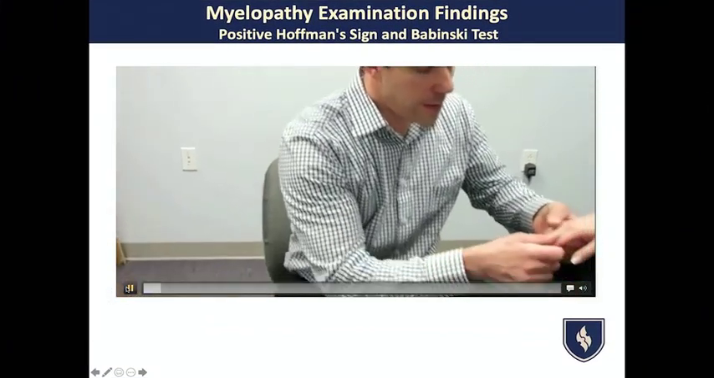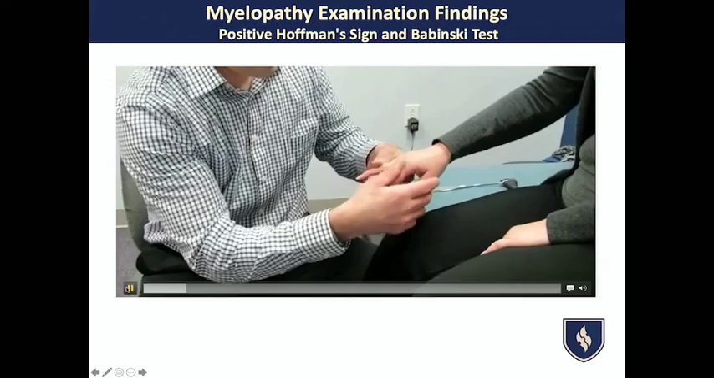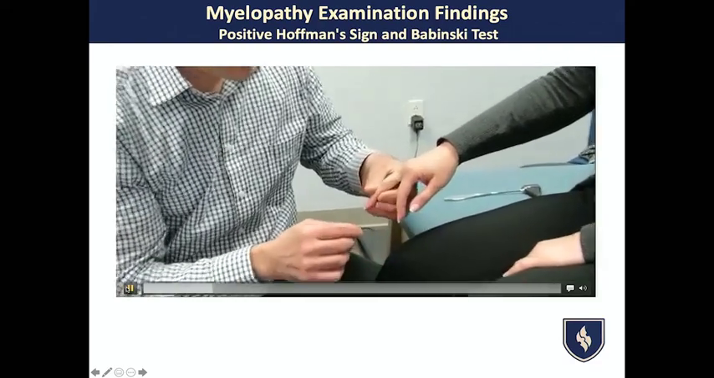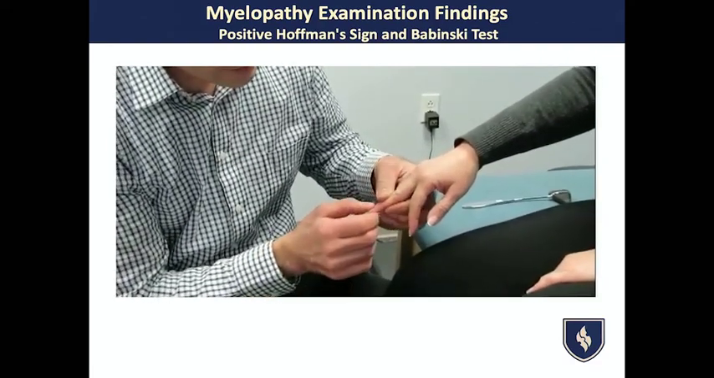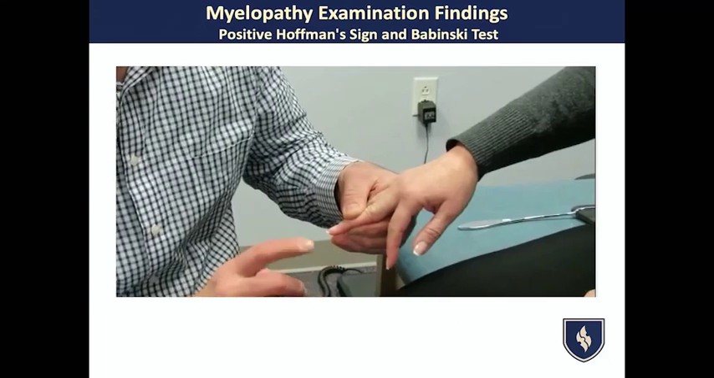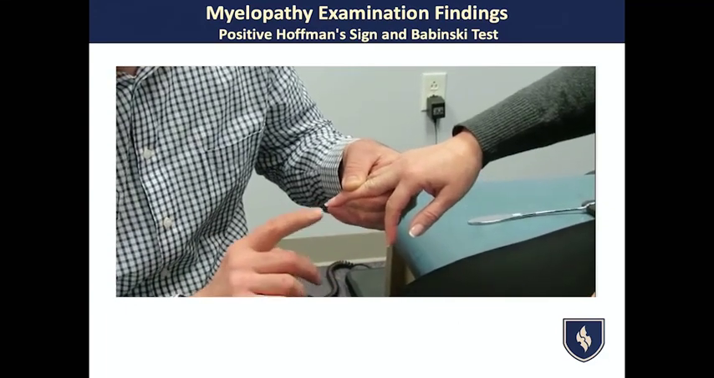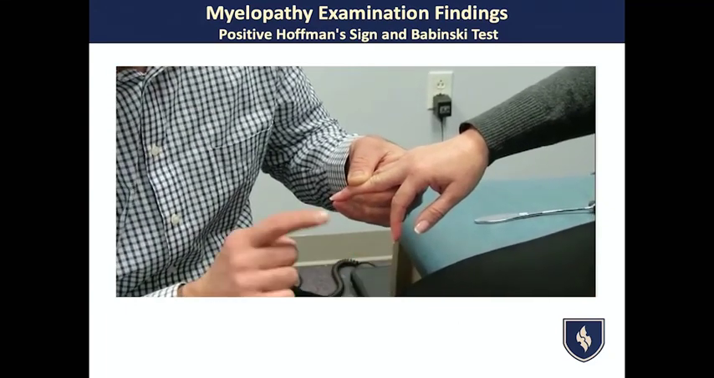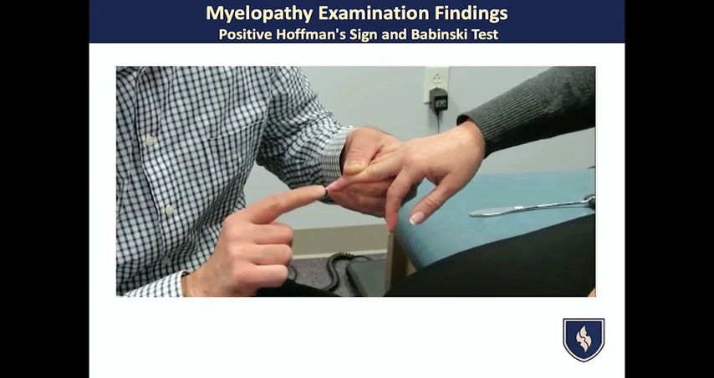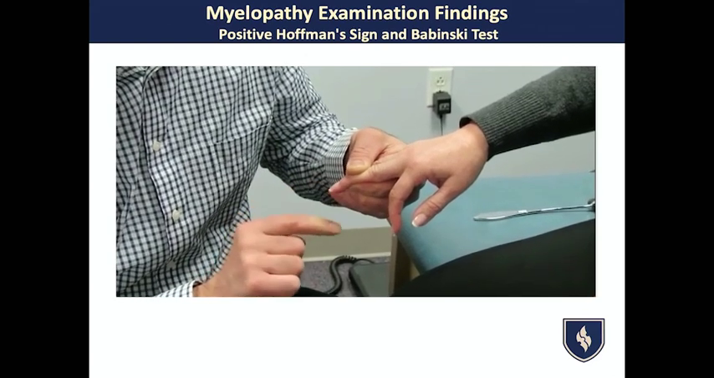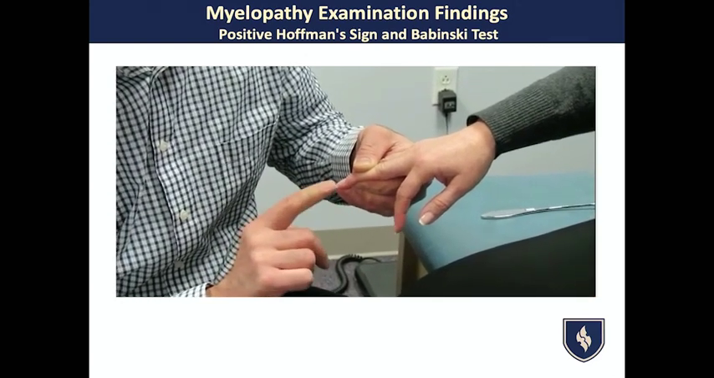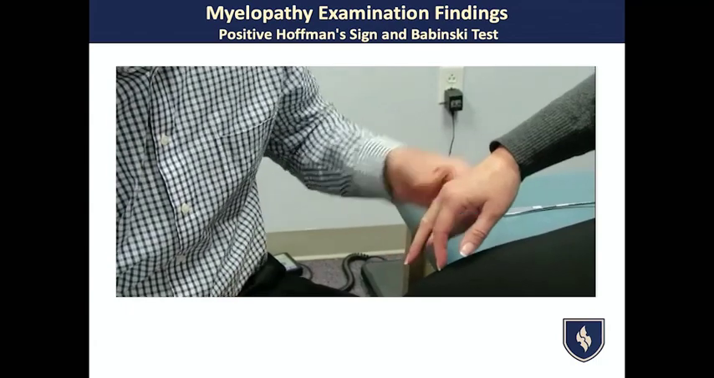What you would do here is have her rest the hand and hold the IP joint right here, the DIP joint, and then you just flick the end of the finger and observe the thumb and forefinger as they come a little bit closer together. Right there. Right there. Right there. There.